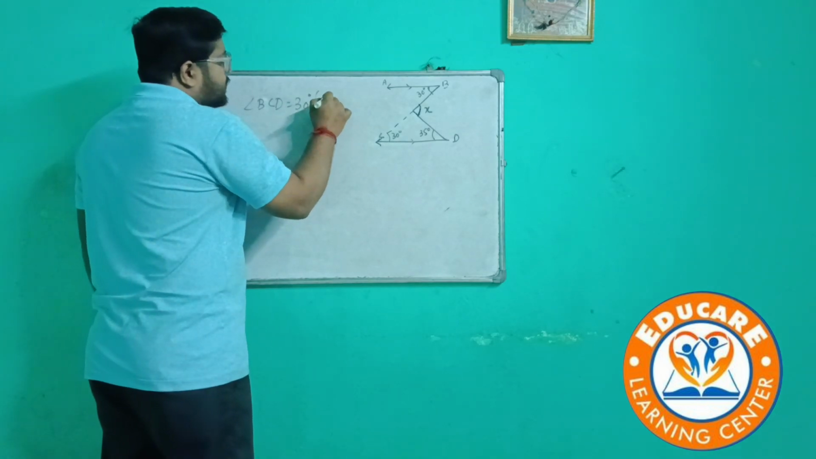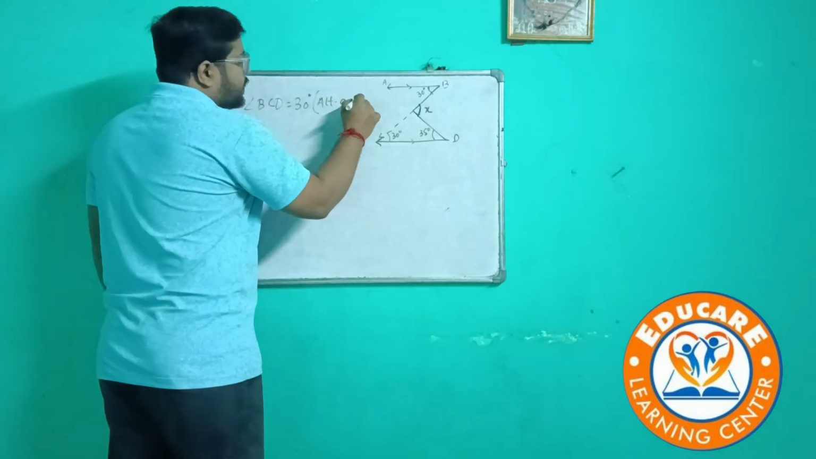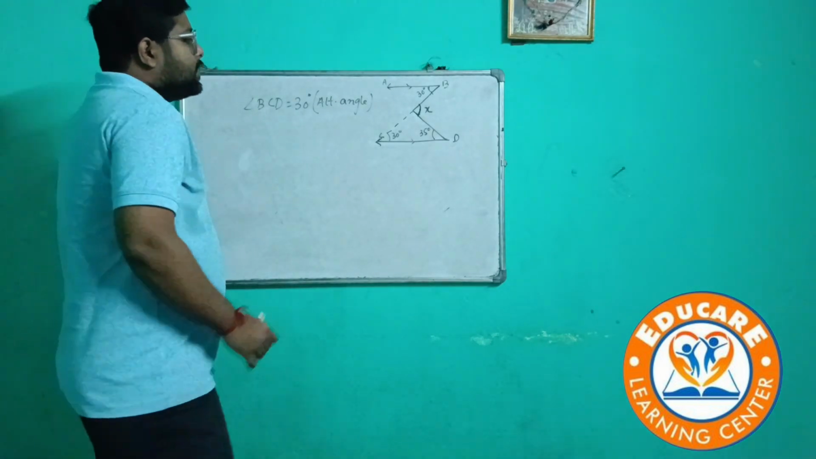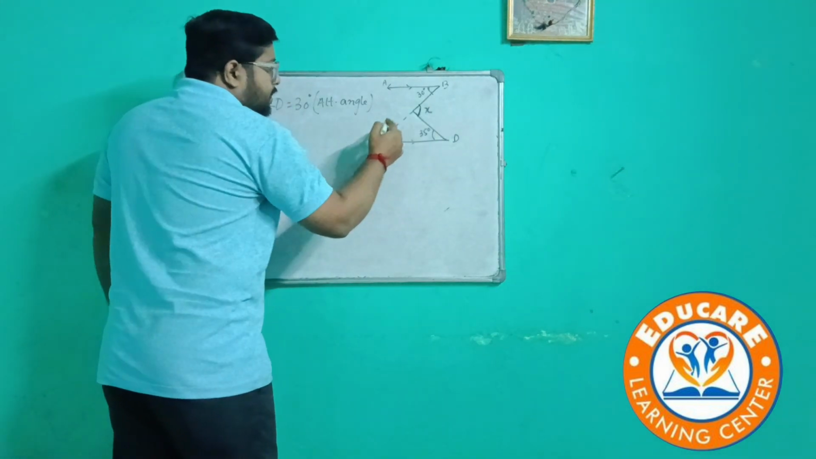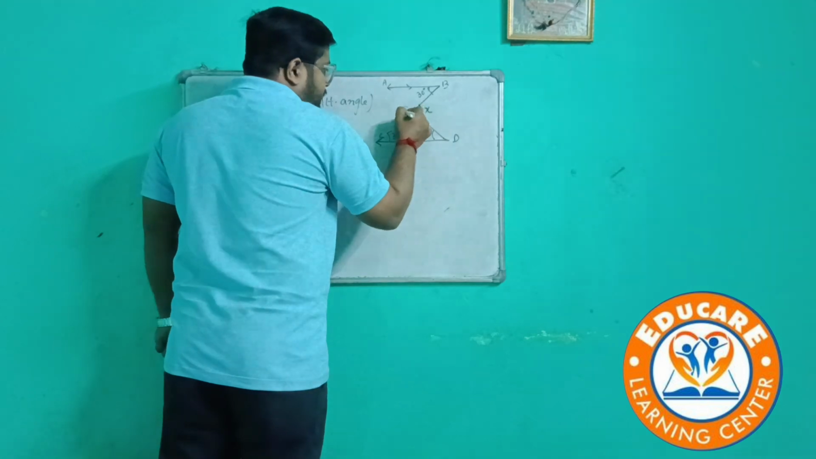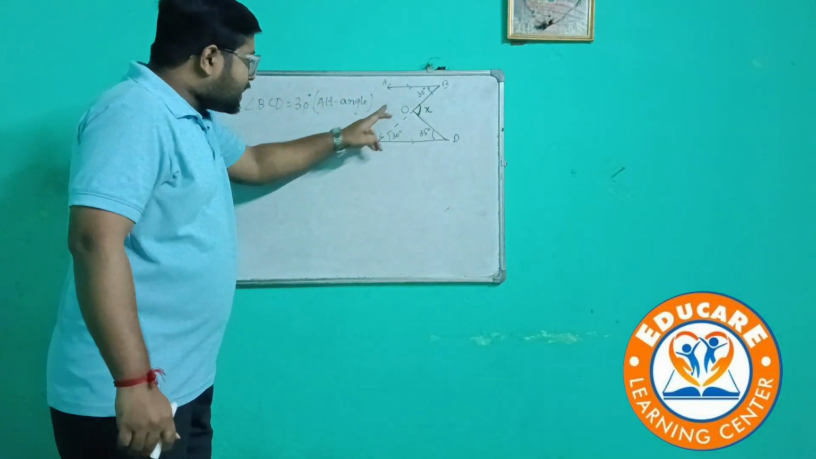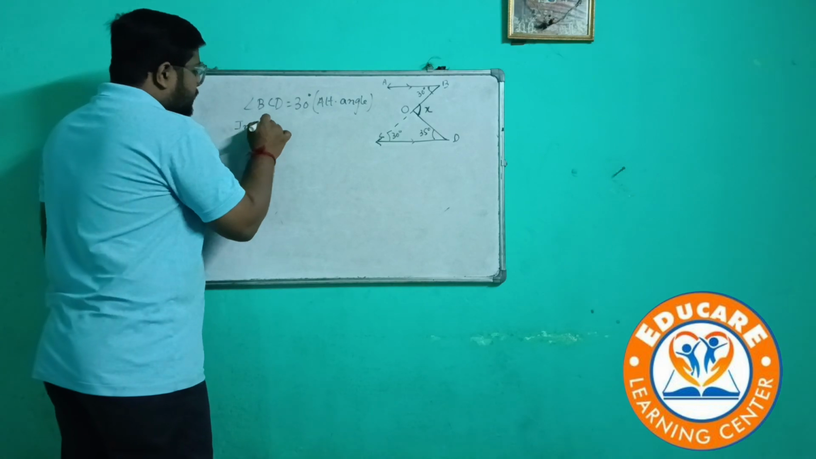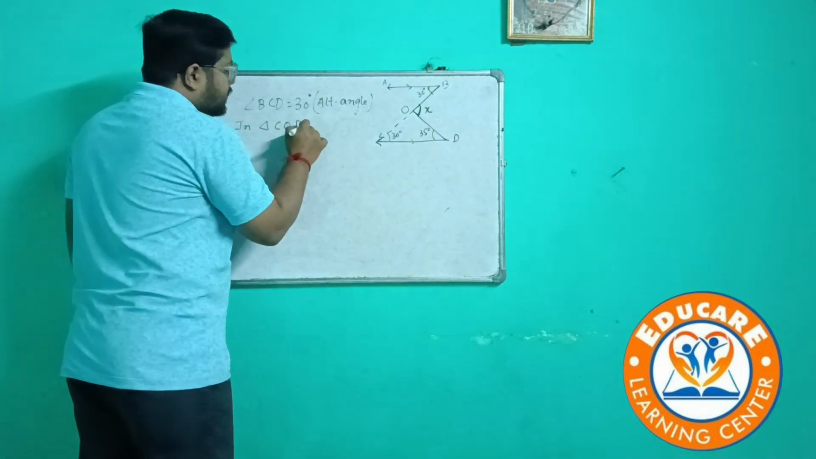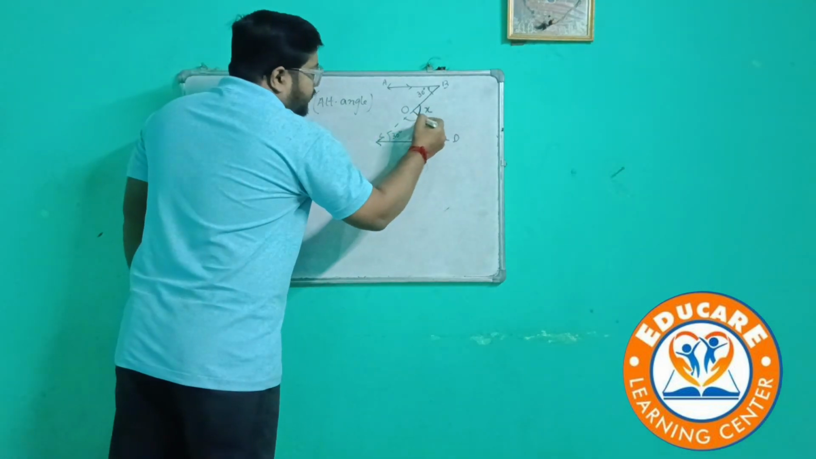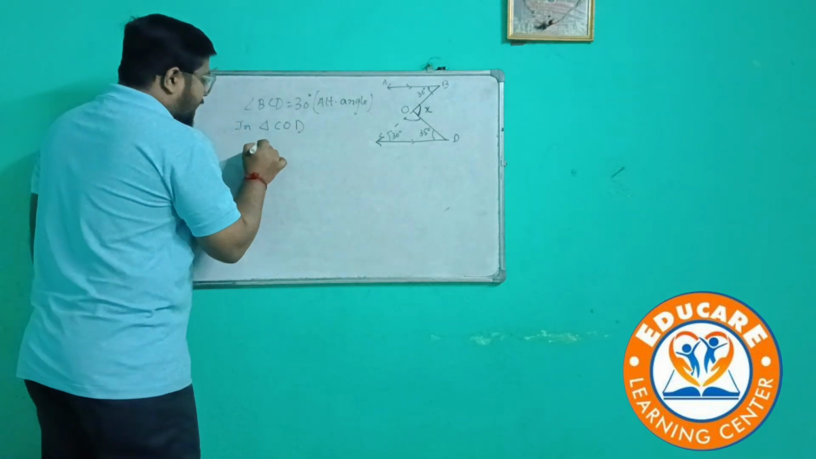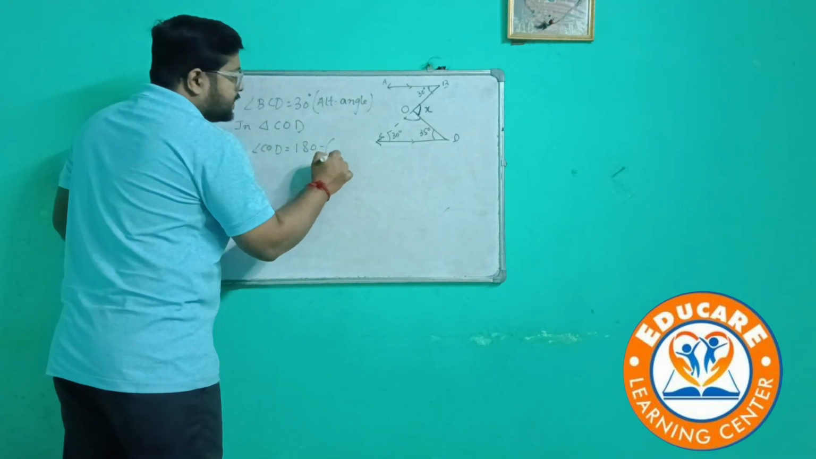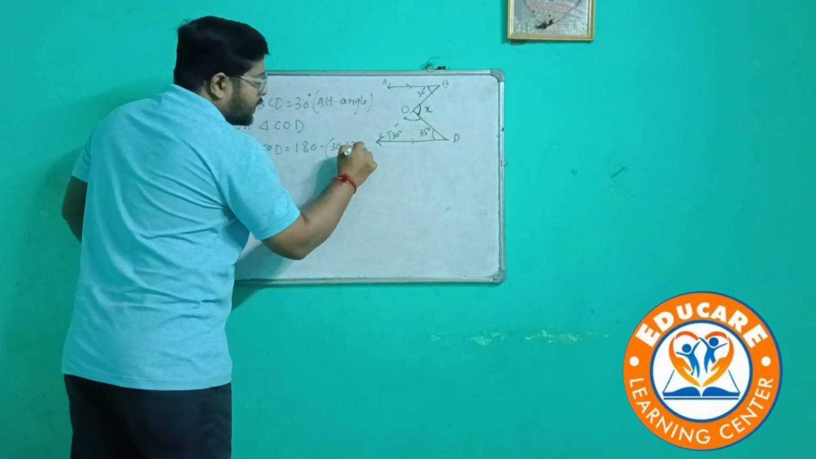What is the reason? The reason is as simple as that. It is alternate angle, and we all know alternate angles are always the same. Now if we look at this, suppose this is a point, name it as O. If we look at this triangle, now this is a triangle that is COD. In triangle COD, what will be the value of this angle? This is angle COD is equal to 180 minus 30 plus 35.